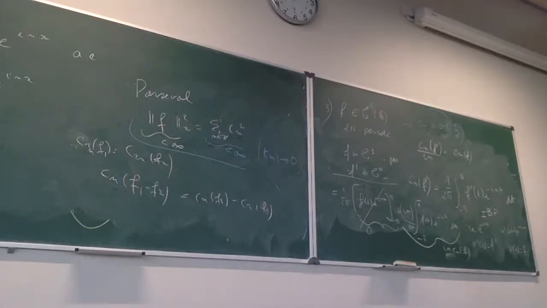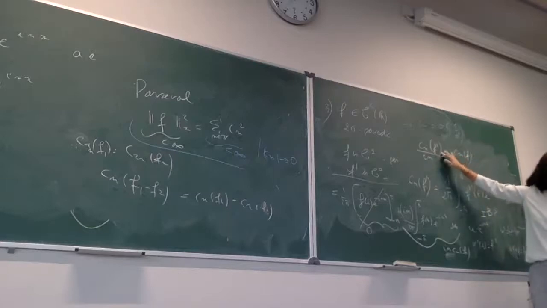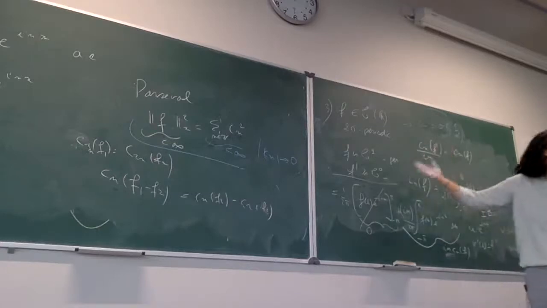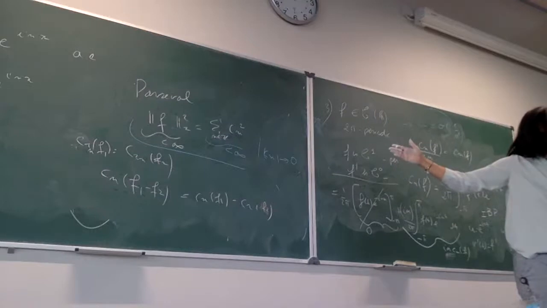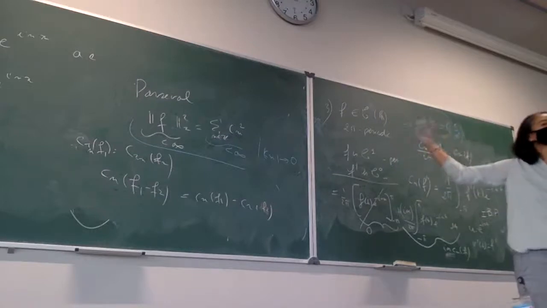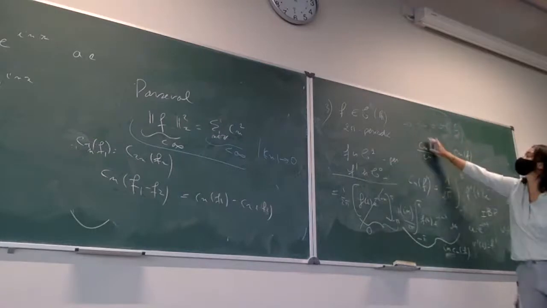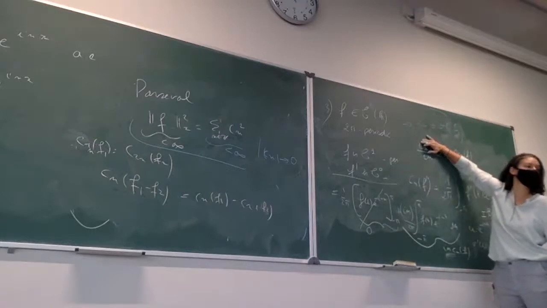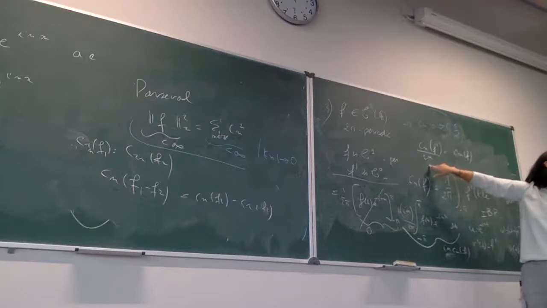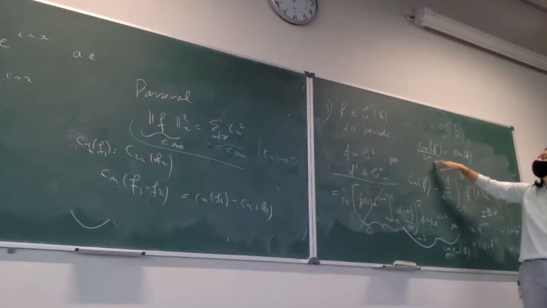So what can we conclude from that? We can conclude that Cn of f prime is going to go to 0 as n tends to infinity, because that's what Fourier coefficients do. That's the previous question. As n tends to infinity, the Fourier coefficients tend to 0. So this one already tends to 0, and I even divide it by n. So this one is small o of 1 over n.